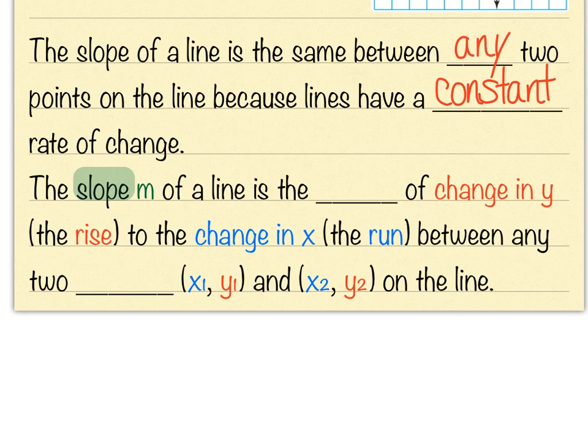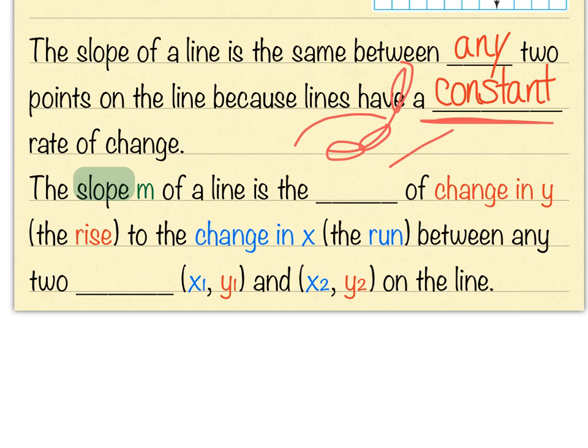As we just said, the slope of a line is the same between any 2 points on the line because lines have a constant rate of change. That's what lines are. They're constant. If it was some sort of curve like this or like that, it would have what we call a variable rate of change, meaning it changes at different rates in different spots. You can see on this curve it barely changes, then it starts to change, and then it changes really fast. That would be a variable rate of change, but lines are just constant.